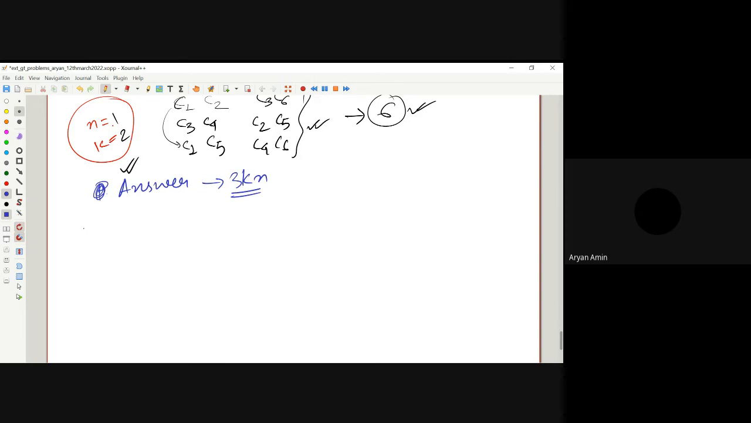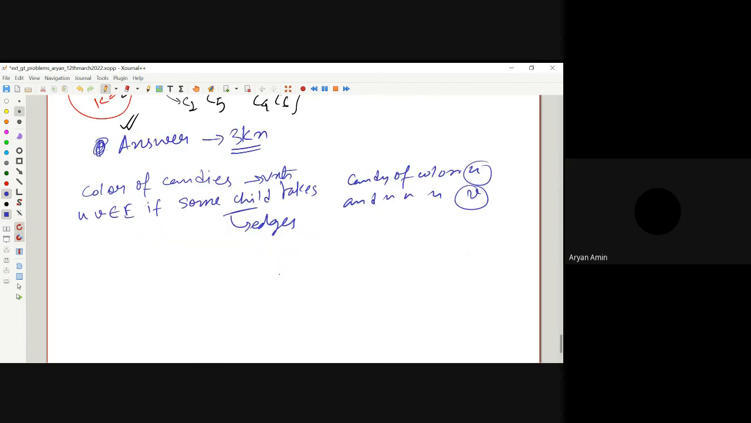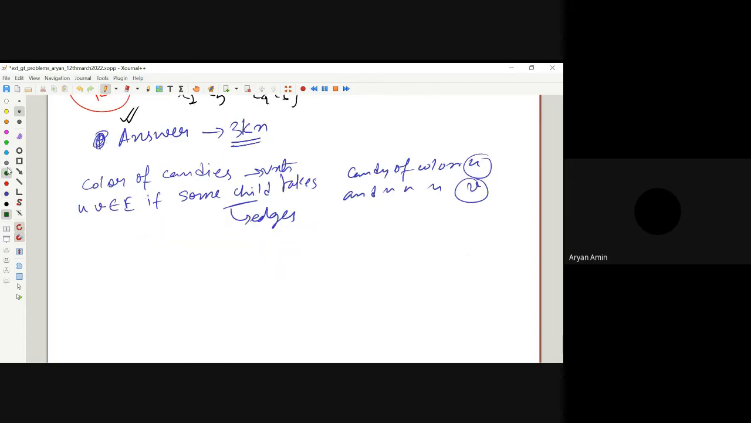So what we are going to do is assume the colors of candies are vertices, right? And what does a child represent? You will draw an edge UV if some child takes a candy of color U and a candy of color V. So children are basically edges. This is how we view it in terms of a graph.